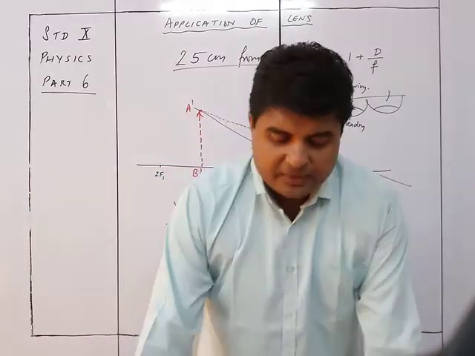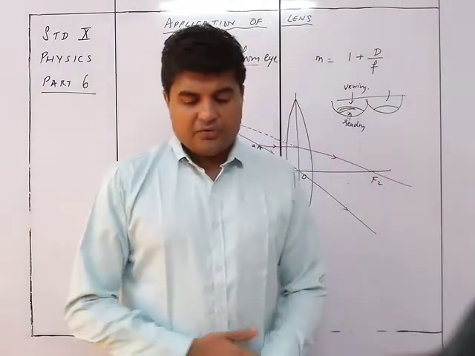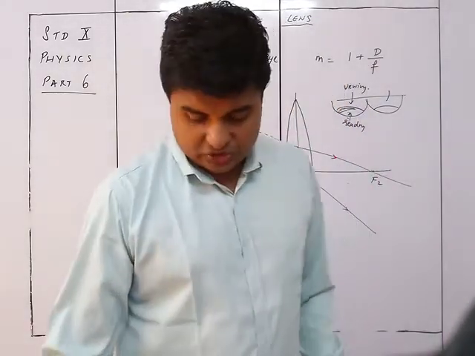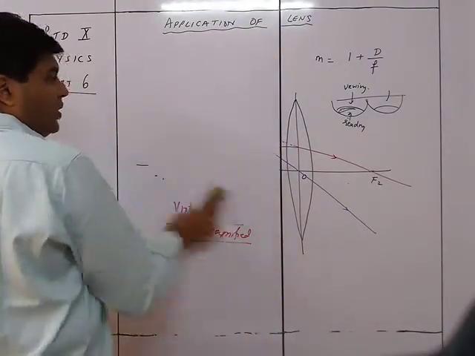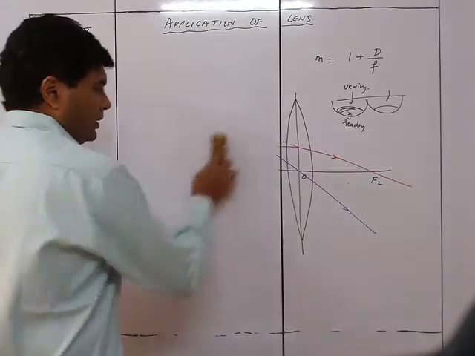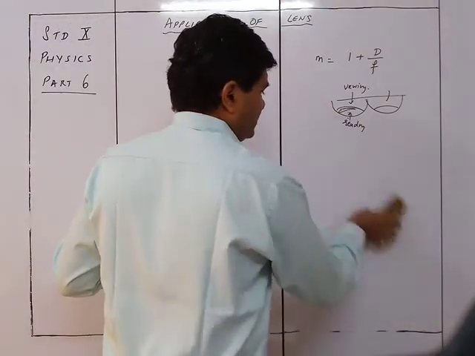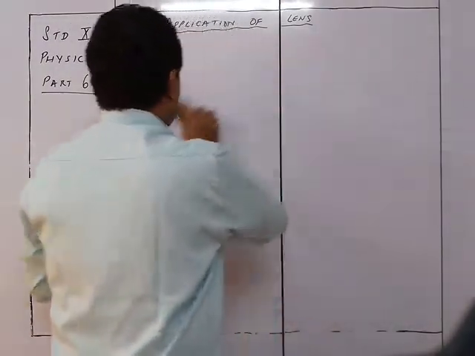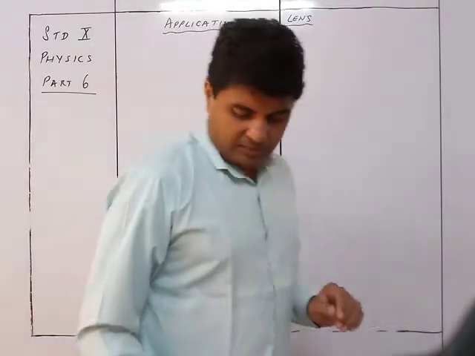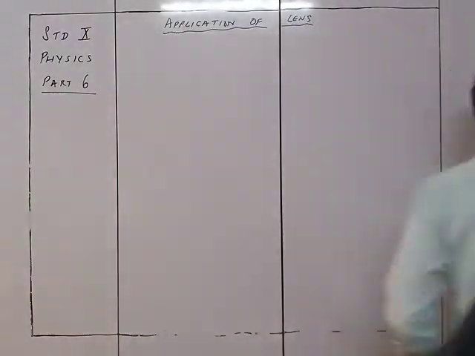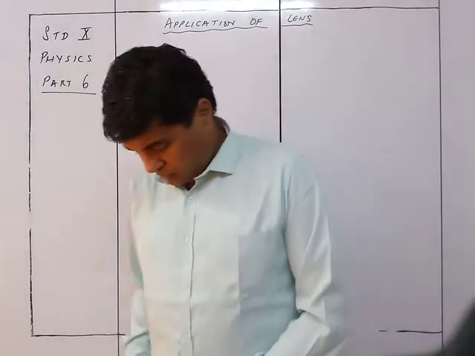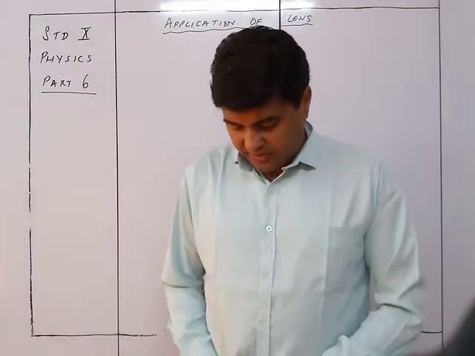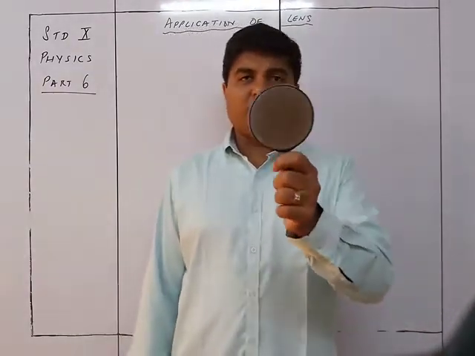Now we see some experimental determination of the focal length of a lens. So we are going to see how we are going to measure the focal length of a particular lens. It's a very simple thing as such. Now I got this here, this is the magnifying glass. This is the magnifying glass we are talking about.